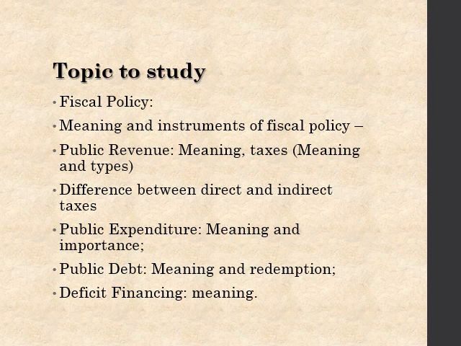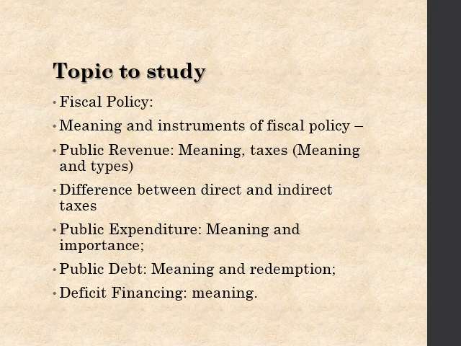We will discuss the meaning and instruments of fiscal policy. Then we'll move to public revenue, meaning, and taxes and their types. We'll discuss the difference between direct and indirect taxes. Thereafter, we'll discuss public expenditure, meaning and importance. What is the importance of public expenditure? Then public debt. We'll discuss the meaning and redemption of public debt. And then we'll focus on deficit financing, meaning only.